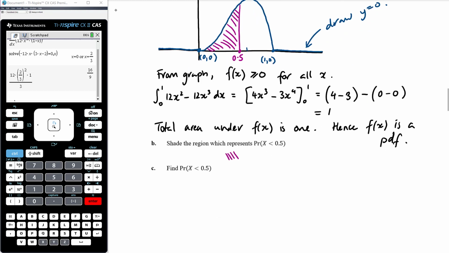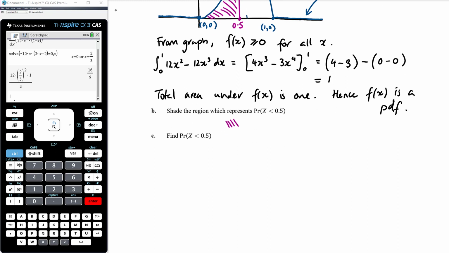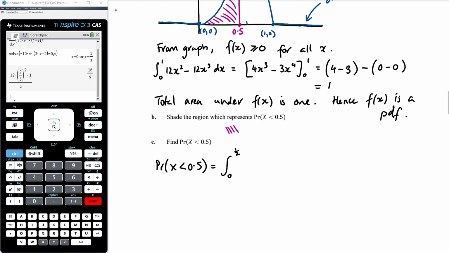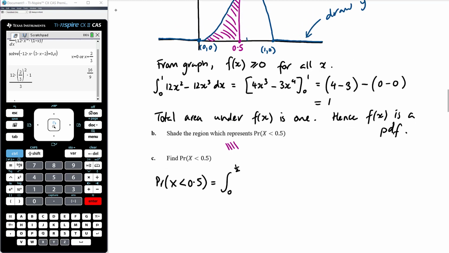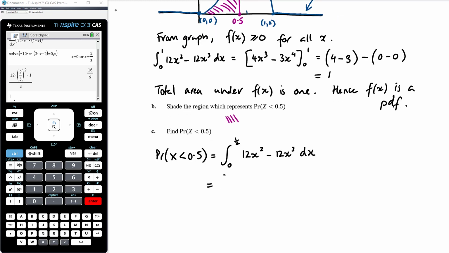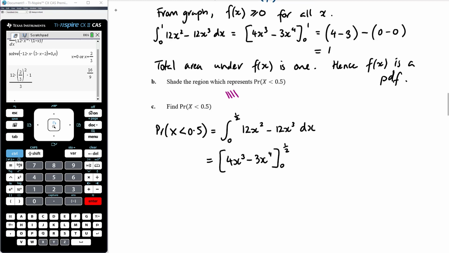And then part C, find the probability that x is less than 0.5. So we want to integrate this time. So the probability that x is less than 0.5 is equal to the integral from 0 to 0.5, I'm going to write a half just for doing my manual calculations, of our probability density function, which is 12x squared minus 12x cubed. We've already done this integral once, so we at least know what the antiderivative is. It's 4x cubed minus 3x to the 4, and we're doing that from 0 to 1/2.